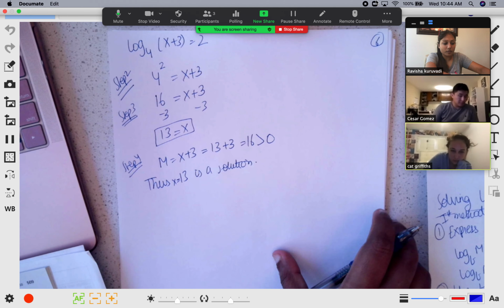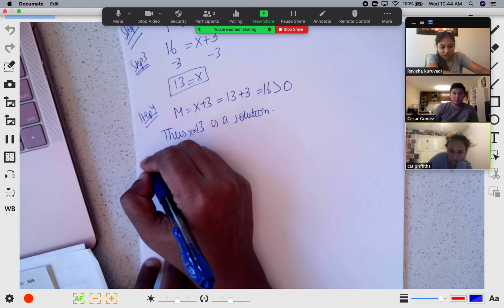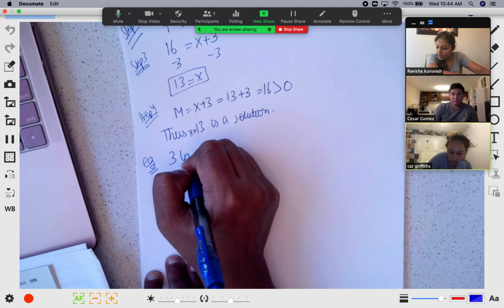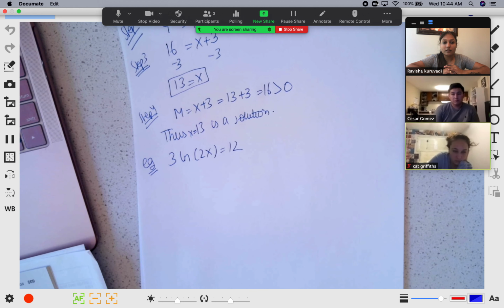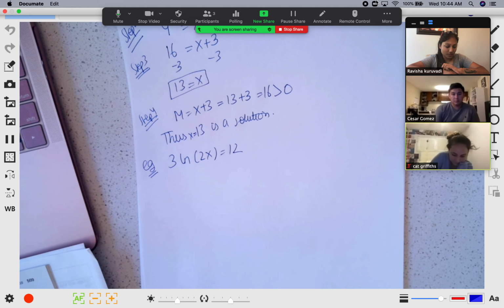Let's do one more problem here. So you are given 3 ln 2x is equal to 12. Okay, Caesar, how do you do this?